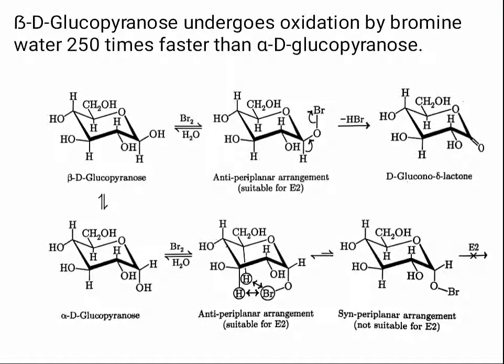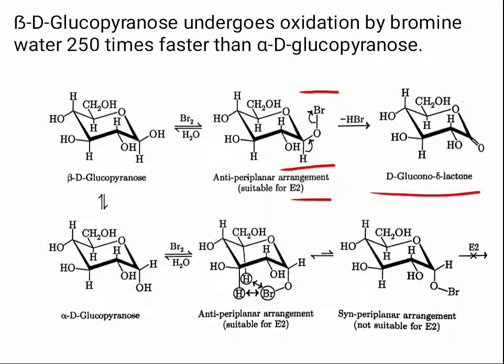Now beta-D-glucopyranose undergoes oxidation by bromine water 250 times faster than alpha-D-glucopyranose. Now see what is the case. This is the beta-D-glucopyranose, which can oxidize faster than this alpha-D-glucopyranose. Why so? Because in beta-D-glucopyranose, this H and this Br are anti-periplanar. That's why the E2 reaction, the elimination reaction, occurs much more easily. So you are getting D-glucono-delta-lactone.